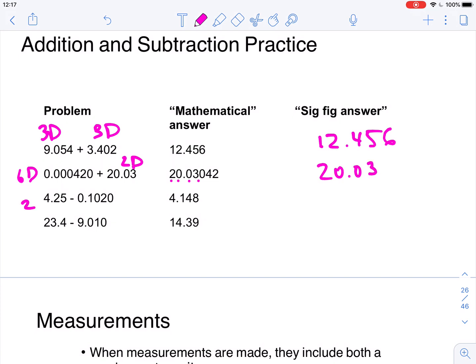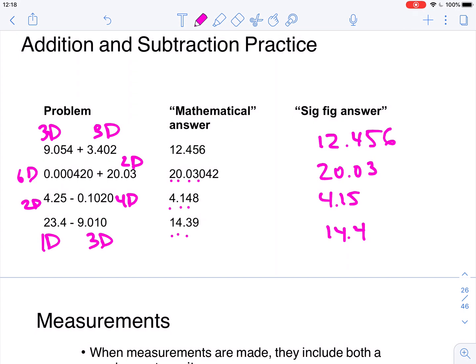This one has 2 decimal places. This one has 4. With 2 decimals in my answer, that 8's going to round me up to 4.15. Finally, last but not least, if I have 23.4, that has 1 decimal, 9.010 has 3 decimals. So I need 1 decimal in my answer. This one's going to be 14.4.